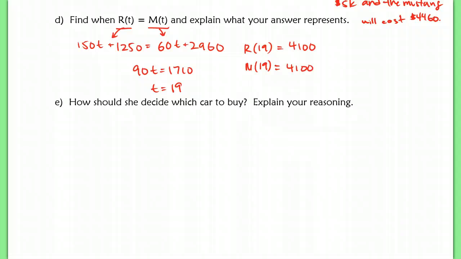Okay, so that means that after 19 months, she's spending the same amount of money on both cars. She's spending $4,100 on each car. So after 19 months, she spends the same exact amount.